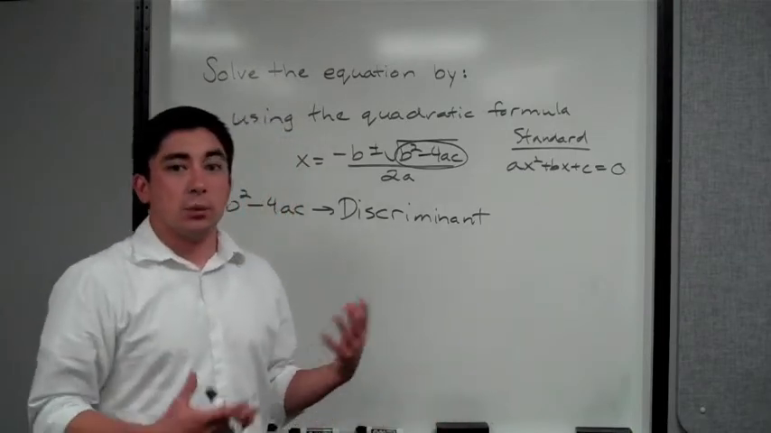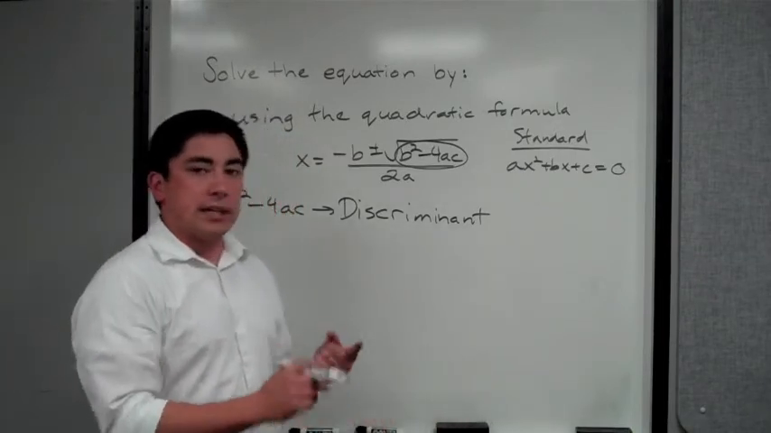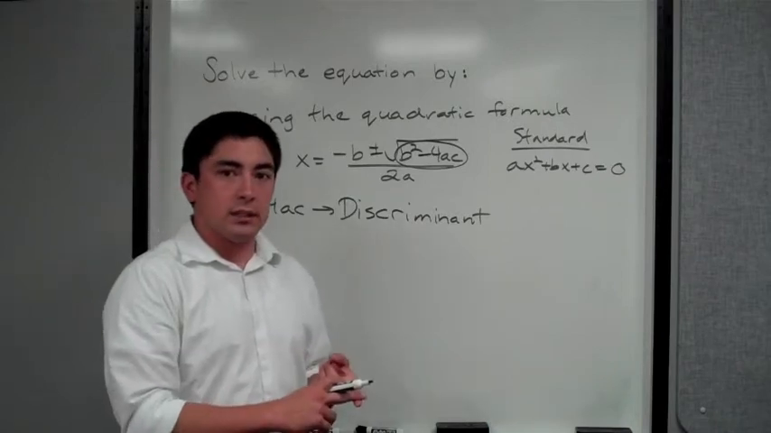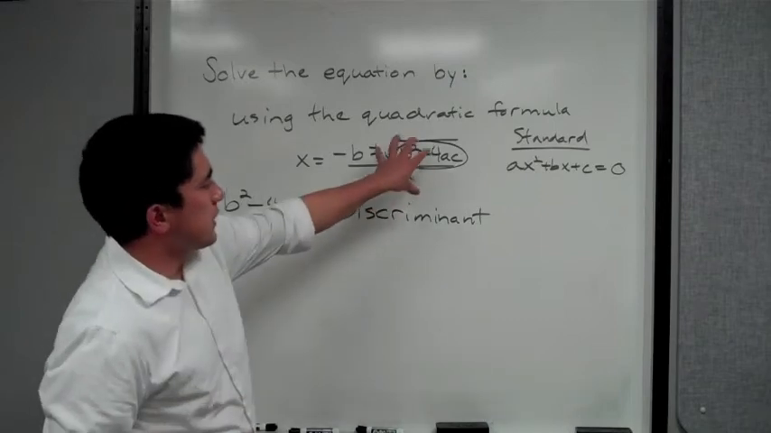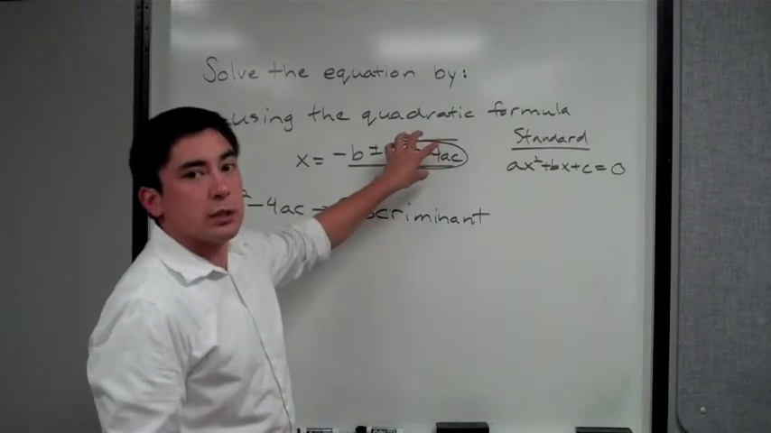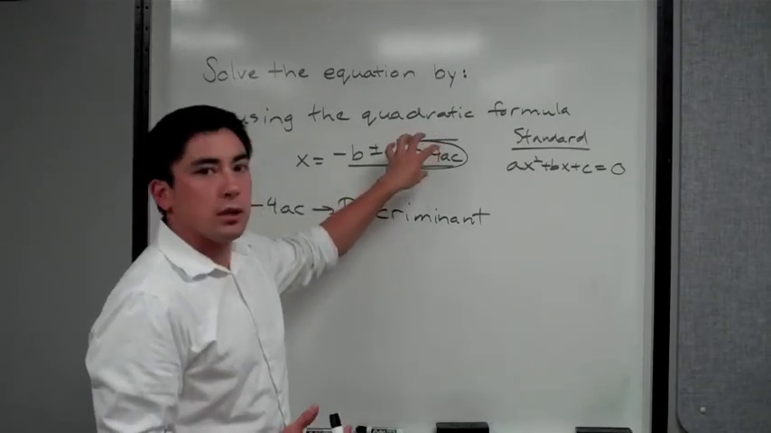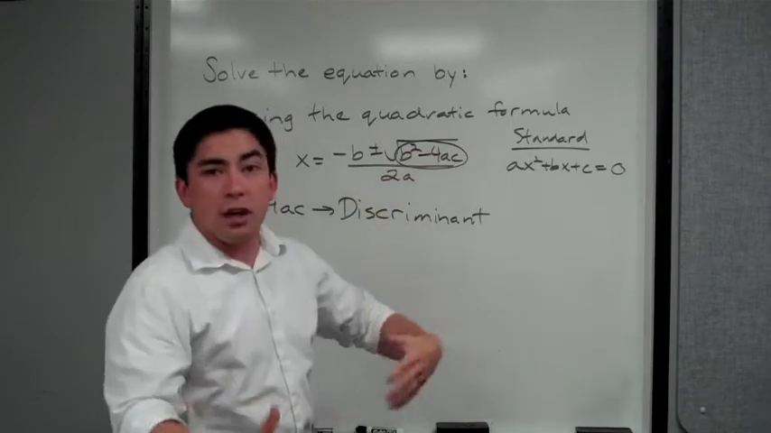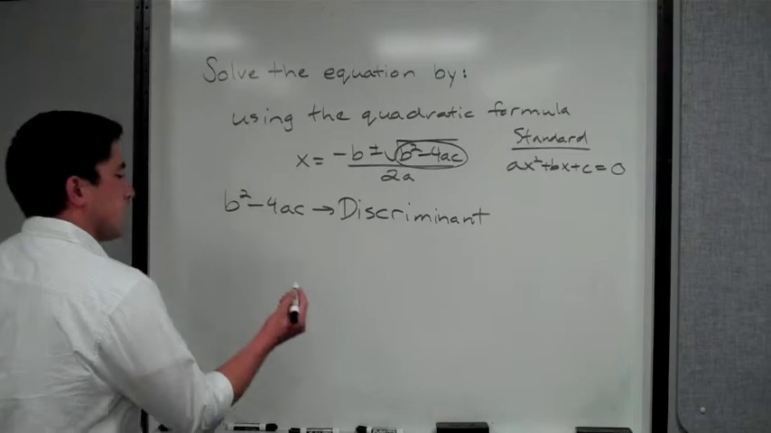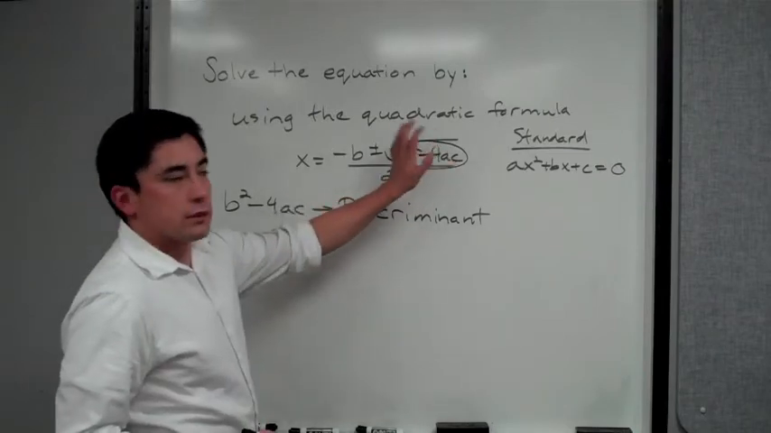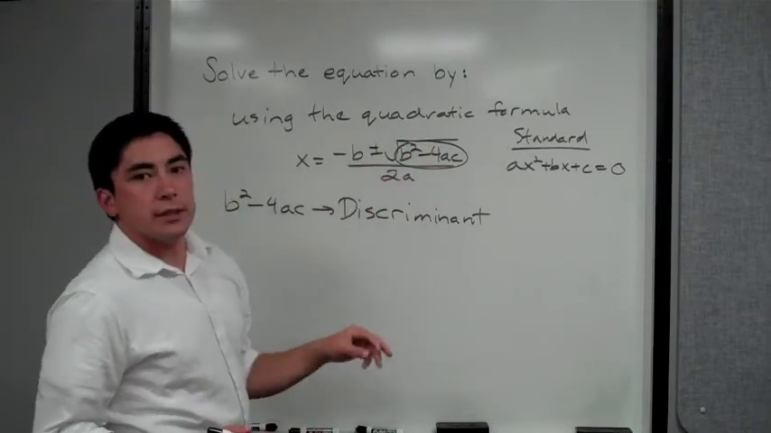So not necessarily what the answer is, but are you going to get 2 answers? Or are you going to get 1 answer? Or are you going to get no answers? Okay? Because if you end up with a negative underneath a root, it doesn't work. Because you can't have a negative underneath a root. Unless you're dealing with complex numbers, which we're not right now. Okay? And what if it were 0? That would just go away. You're left with just 1 answer.